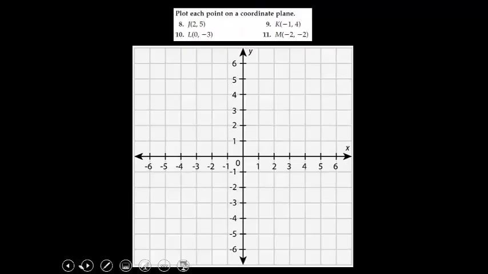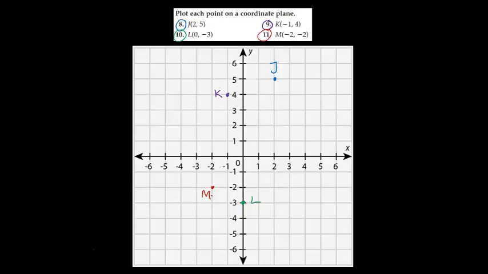Questions 8, 9, 10, and 11 want you to plot the points on the coordinate plane. Again, pause the video and come back and see if your answers are correct. Those are the answers for 8, 9, 10, and 11.